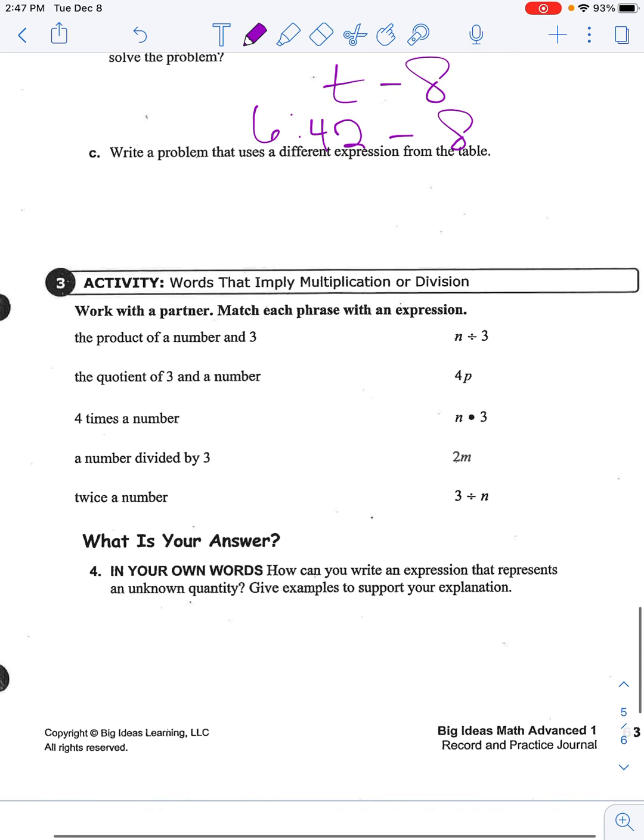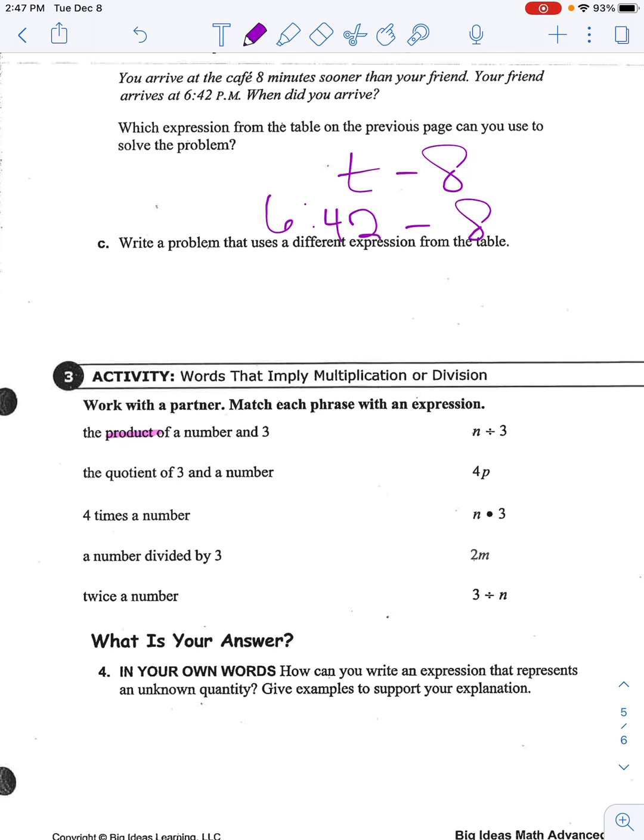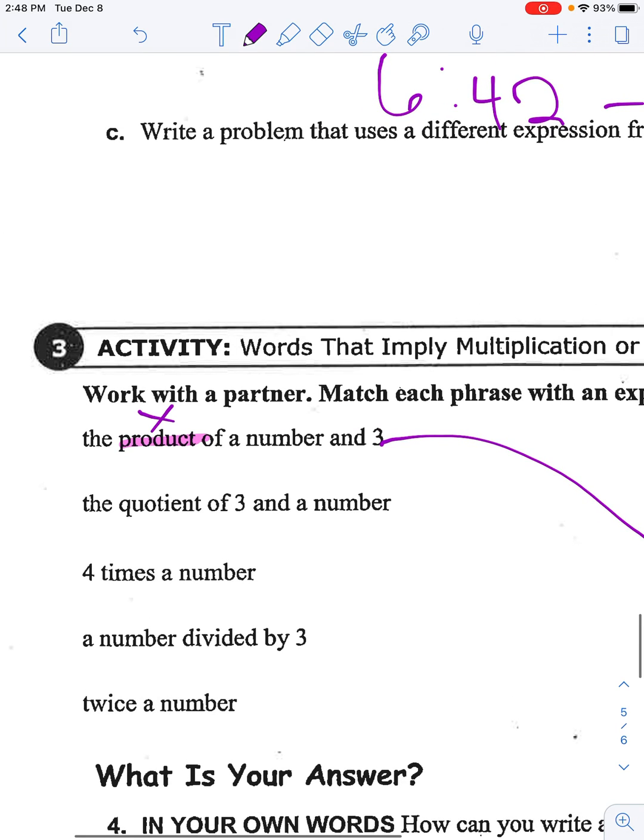Okay. Let's come down here to activity 3. You're going to match the phrase with the expression. I'll do the first one with you, and then I want you to pause the video and see if you can do the other 4 on your own, and then double check it. Keywords, again, are important. Product is on that clue word sheet. Product means we're multiplying. The product of a number and 3, which means 3 times n or n times 3. So that's going to be down there. Go ahead and do the next 4. Pause the video and then unpause.